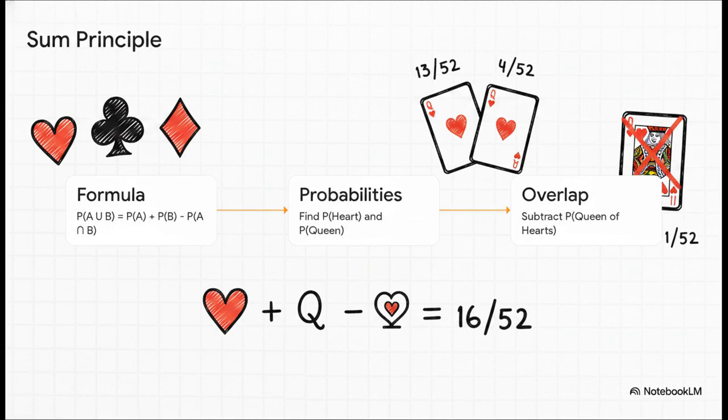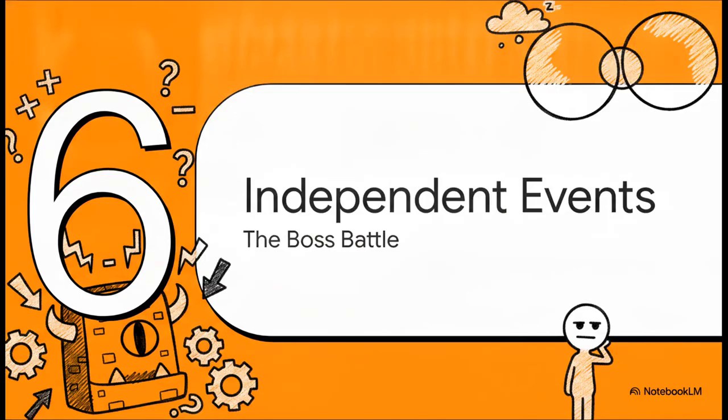So the probability of drawing a heart is 13 out of 52. The probability of drawing a queen is 4 out of 52. If we just add them up, we've double counted the Queen of Hearts, so we have to subtract that 1 out of 52 overlap. 13 plus 4 minus 1 equals 16. The probability is 16 out of 52. It's just easy addition and subtraction once you know the rule. Section 6, independent events.